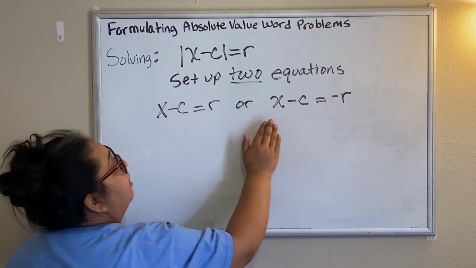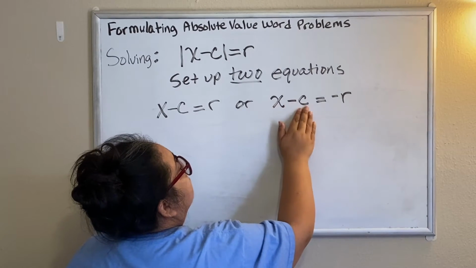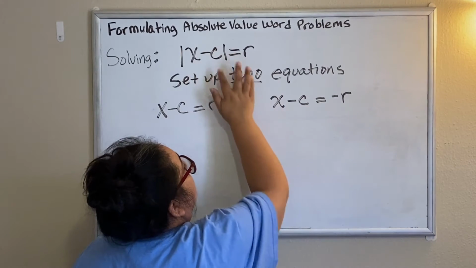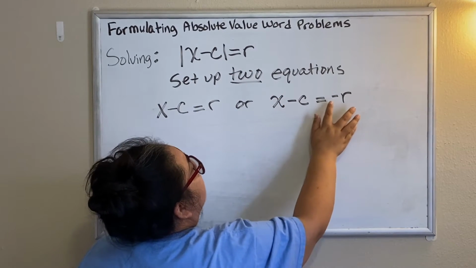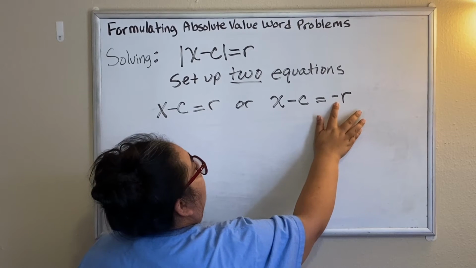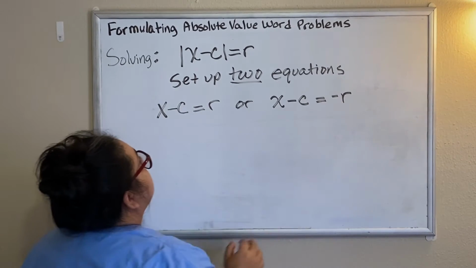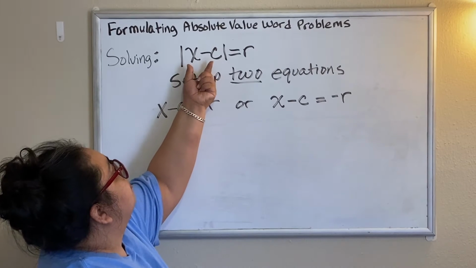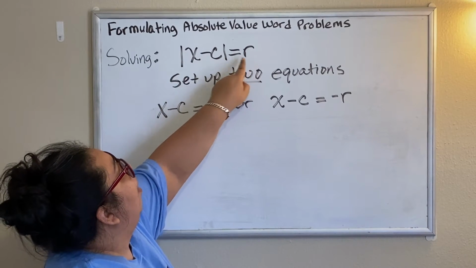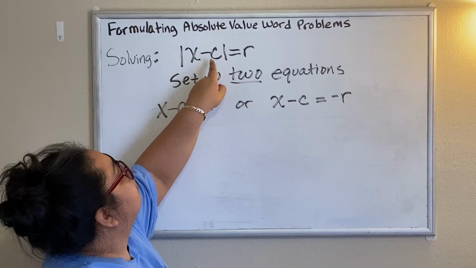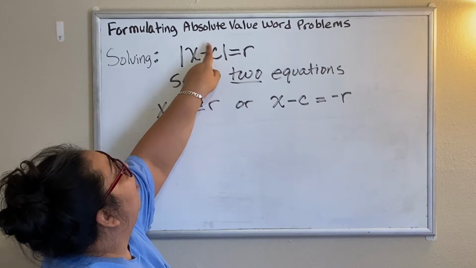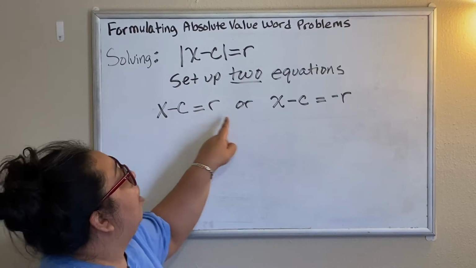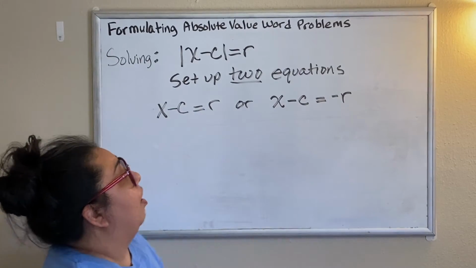Or the other equation you're going to write is x minus c, also with no absolute value, just the inside, and it's going to equal negative r. The reason we do that is because whatever's inside the absolute value, in order for it to equal r, has to be either positive r or negative r. So the inside is either equal to r or it's equal to negative r.